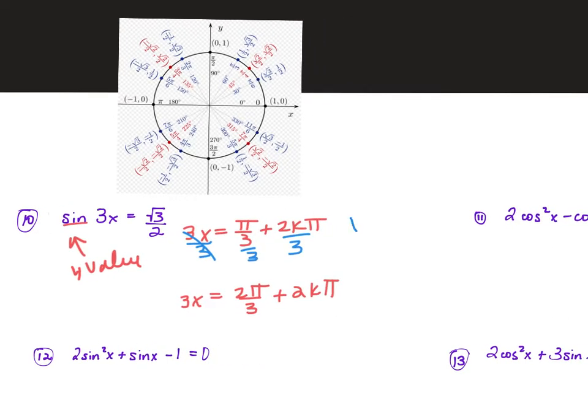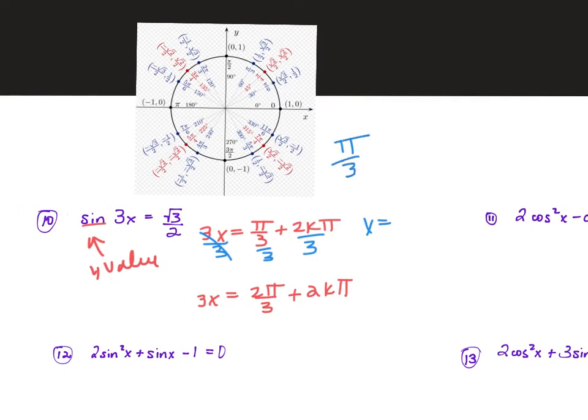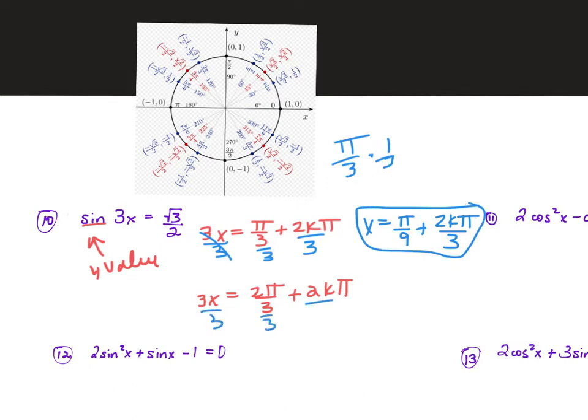So I have x equals pi over 3 times 1/3, keep change flip, is pi over 9 plus 2k pi over 3. Divide everything by 3, and I get x equals 2 pi over 3 times 1/3, keep change flip, gives you 2 pi over 9 plus 2k pi over 3.